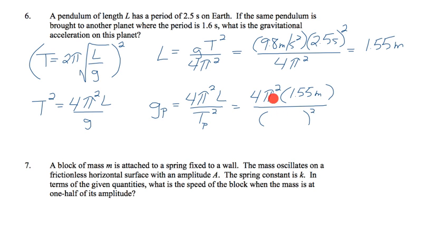But I'm putting in the period on this other planet, which is only 1.6. So if I put that in, I'm dividing by a smaller number that's being squared, so I'm going to get a bigger answer for my gravity. And that answer came out to be 23.9 meters per second squared. All right, any questions with that?